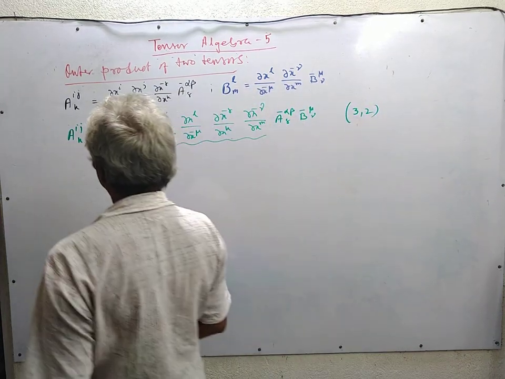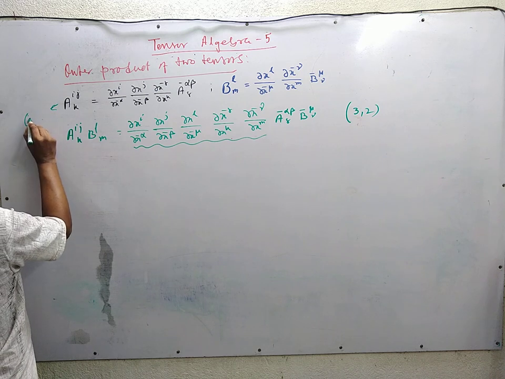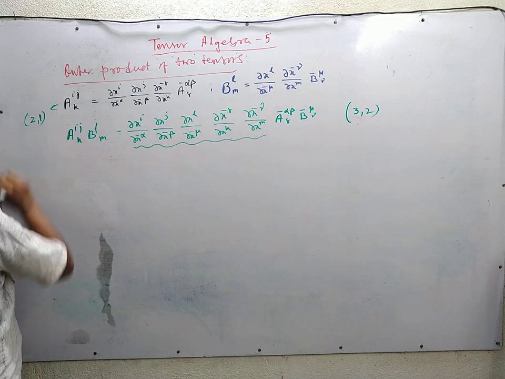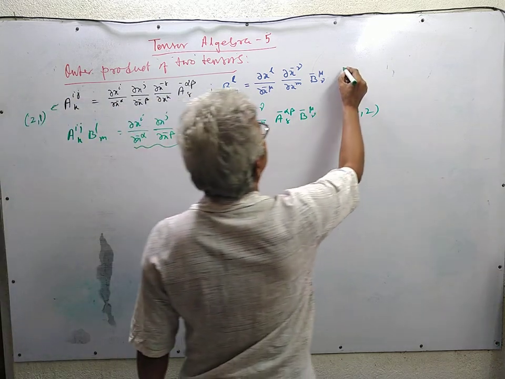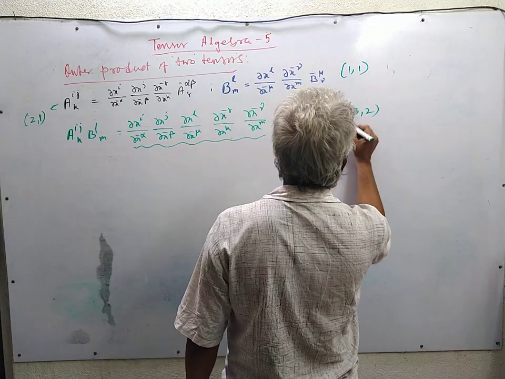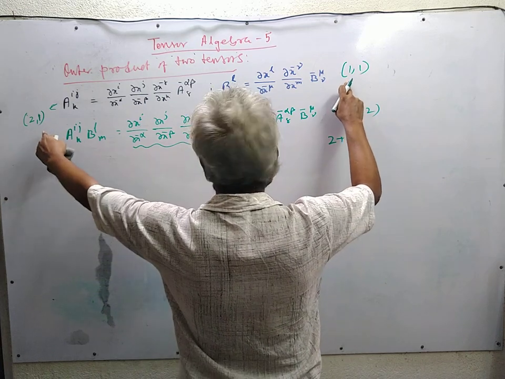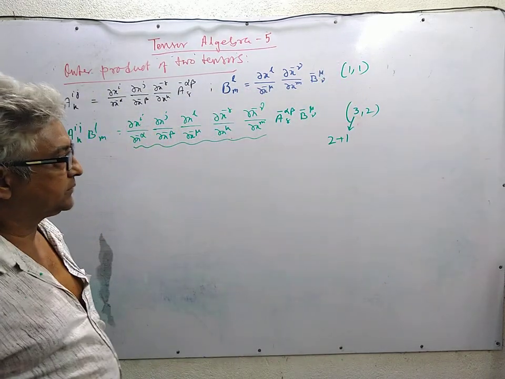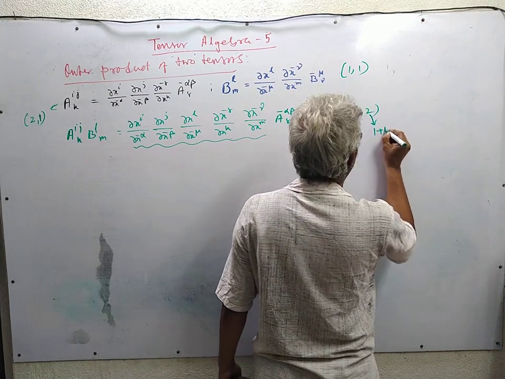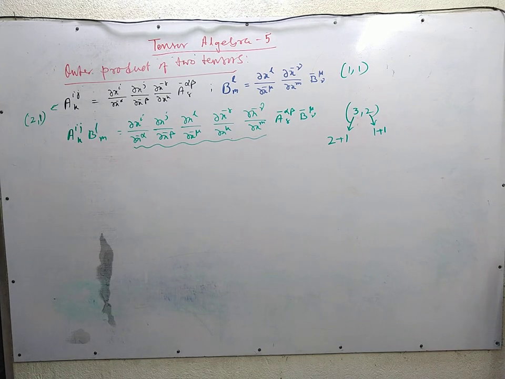We have multiplied two tensors: for tensor A the contravariant rank is 2 and covariant rank is 1, and tensor B is a tensor of type 1, 1. So the resulting quantity is a tensor whose contravariant ranks have been added up, 2 plus 1, 3, and the covariant rank has been added up separately. So this is called an outer product of two tensors.